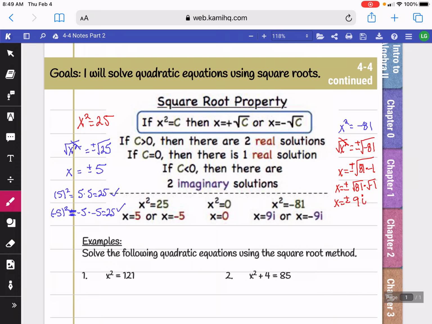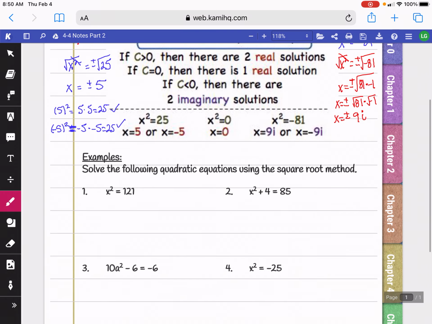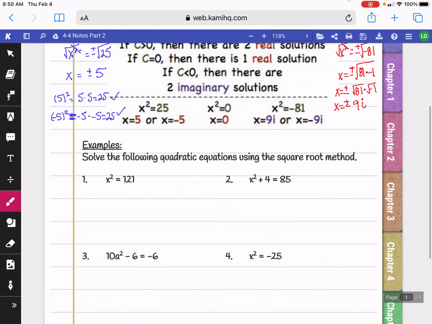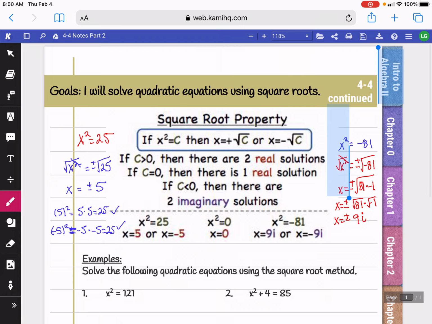So if you have a negative when you root it, you'll get the same number. So like the square root of 81 is 9. But instead of just doing 9, you can write an i to represent that it was a negative root. So we're going to solve some problems here. Again, this method only works when you can get x squared by itself. If there's an x in the problem other than the x squared, you're not going to be able to use this method.